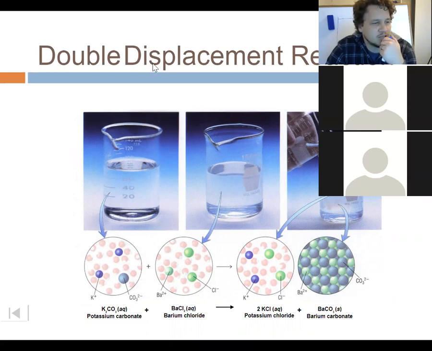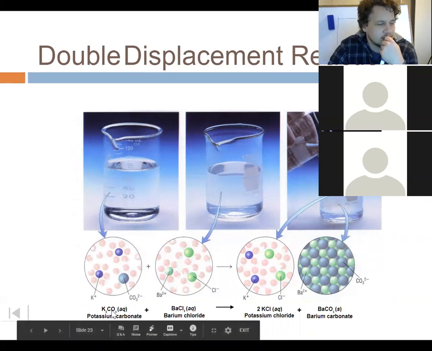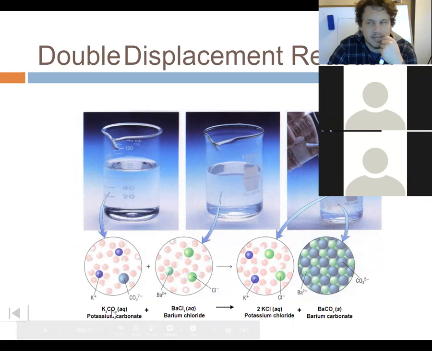Then you've got the double displacement, where carbonate has gone over to barium, and chlorine has come over to potassium.